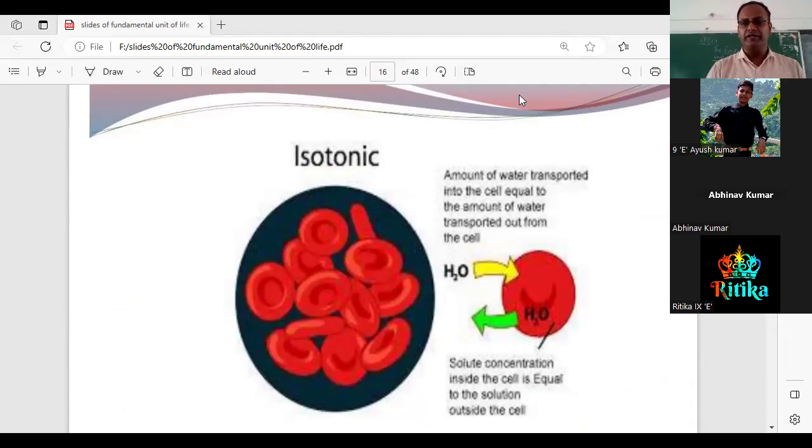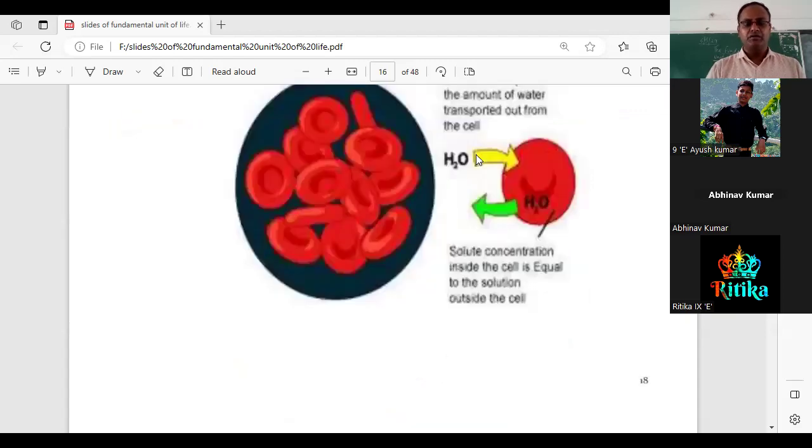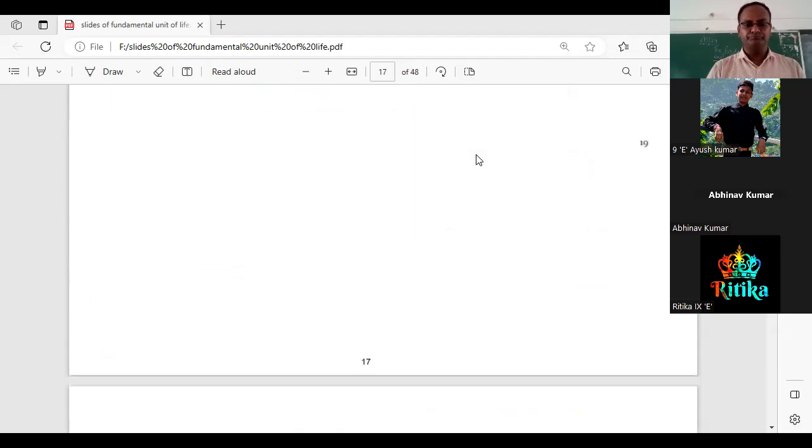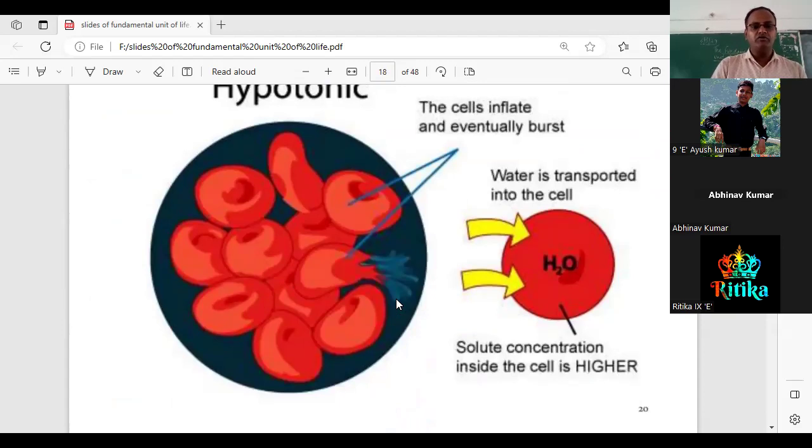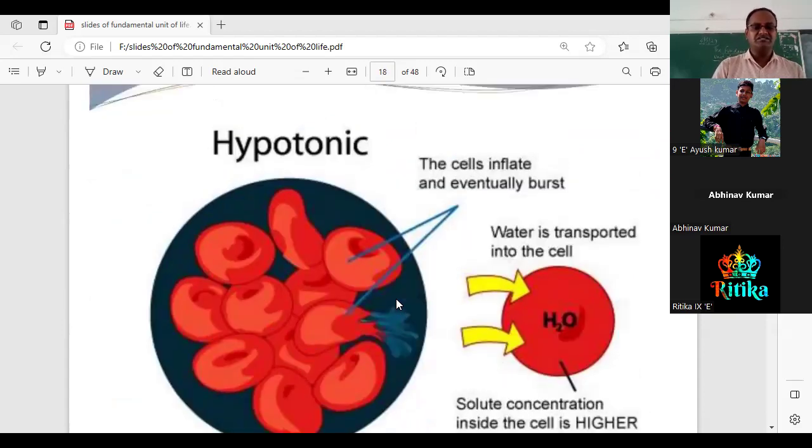Okay, when there is no net movement. But if the medium surrounding the cell has a higher water concentration than the cell, then the water will go inside the cell, and the cell will swell up or inflate and eventually may burst also. Here the water is transported inside the cell, and the medium has higher water concentration than the cell. This type of solution is called hypotonic.